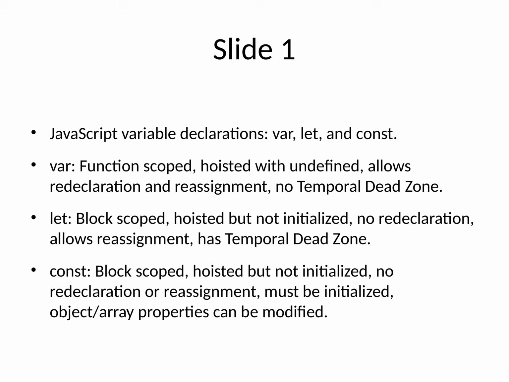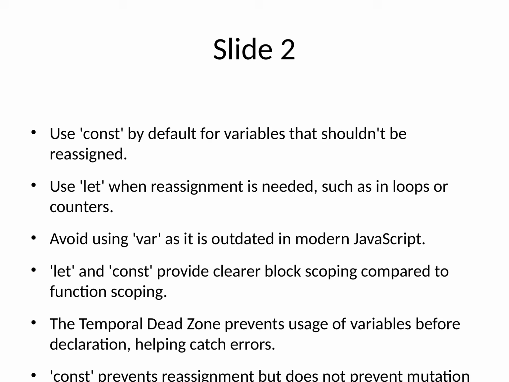However, for objects and arrays declared with const, their properties or elements can still be modified. For example, you can change the properties of an object or add elements to an array declared with const, but you cannot reassign the object or array itself. This makes const ideal for declaring variables that should not be reassigned but may have mutable properties.